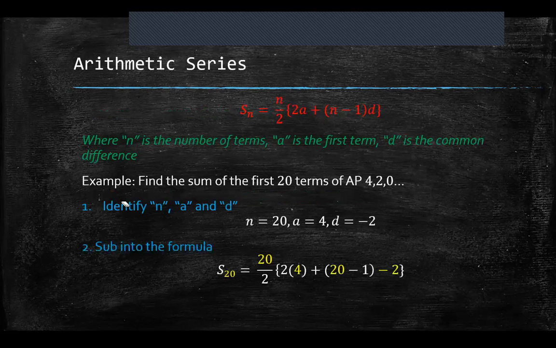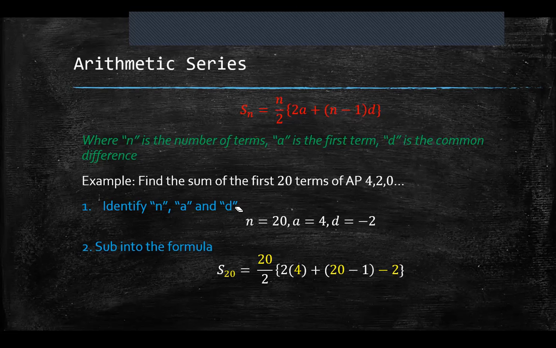For an arithmetic series, again, you just have to know this. This is also on the formula sheet, but like I said, please don't rely on that too much. Only if you forget, then you look at it. You have to know this. Sn is equal to n on 2 by 2a plus (n minus 1)d, where n is the number of terms, a is the first term, d is the common difference.